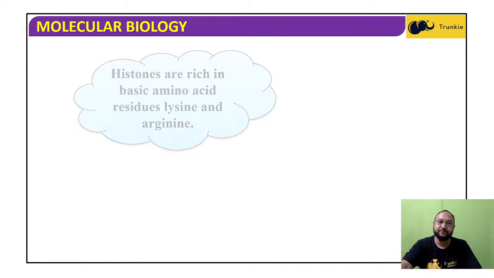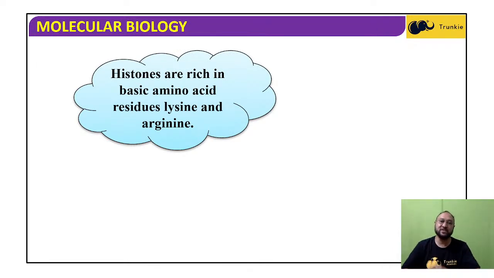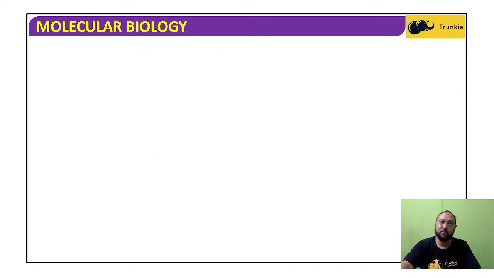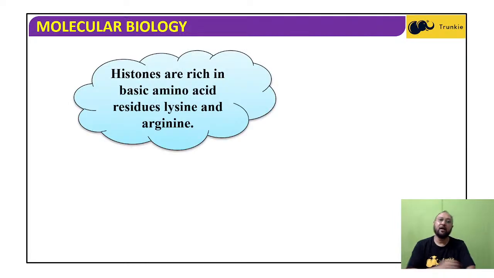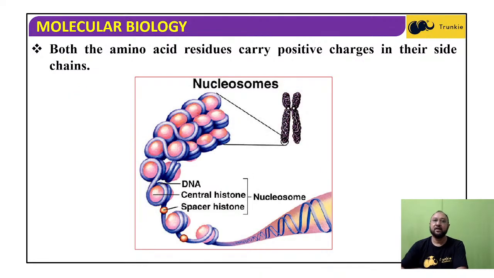Now, histones are rich in basic amino acid residues, lysine and arginine. Accordingly, there will be the charge. Both of these amino acid residues carry positive charge in their side chains. So you can see the nucleosomes and how they are packed again to form the chromatin fiber and chromosomes.